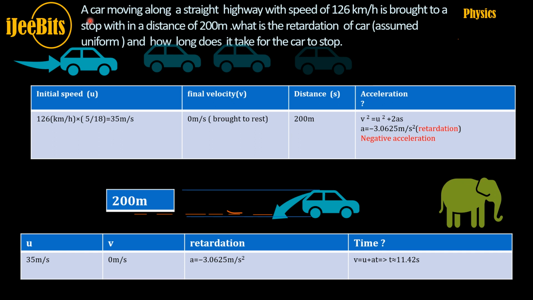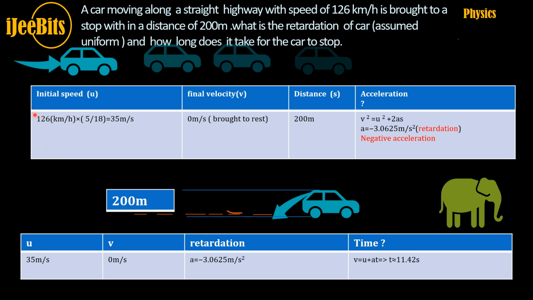Another example. A car moving along a straight highway with a speed of 126 km per hour is brought to stop within a distance of 200 meters. What is the retardation of the car and how long does it take for the car to stop? Assume the retardation of the car is uniform.